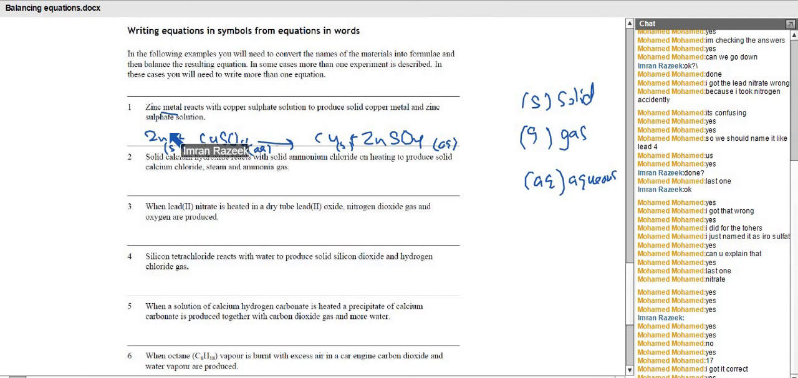So balancing, you can do it, right? Likewise, you can try this question as well. I will check the answers in the next class. State symbol should be written below, like subscript. Say zinc solid should be subscript. Hydrogen gas should be subscript, like this.